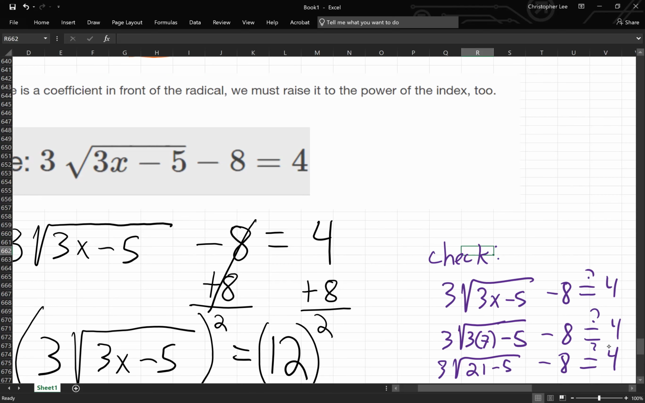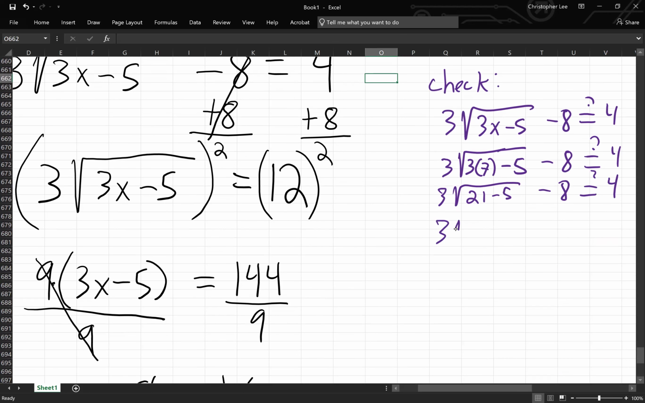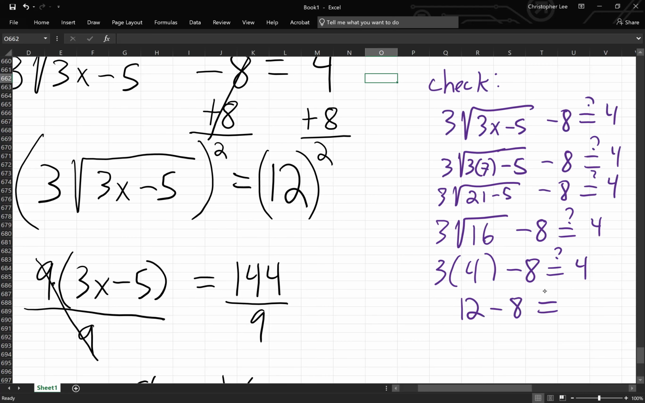Allegedly, that's 4. 21 minus 5, what's that? 16. So 3 times square root of 16 minus 8. Allegedly, that's 4. Square root of 16 is 4. So this is 3 times 4 minus 8. Not sure, but they say that that's 4. 12 minus 8. And then 12 minus 8, what's that? Say it again. 4. And 4 equals 4. That's it. All right. Questions on this? Anybody?